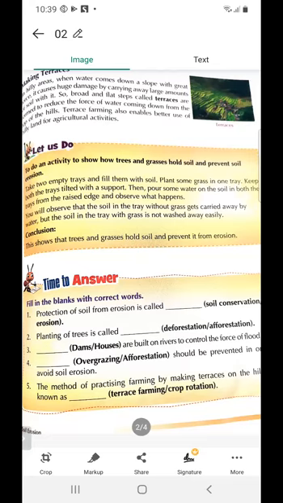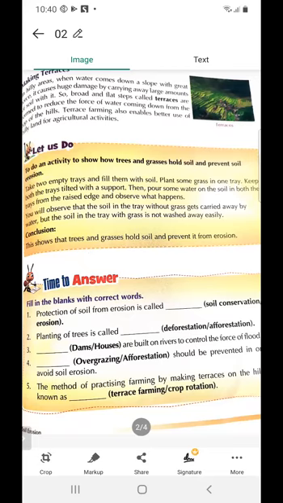So what is the activity? Firstly, you will take 2 empty trays, fill them with soil, and plant some grass in one tray. So we are taking 2 empty trays. We are filling them with soil, and in one tray we are planting some grass. Keep both the trays tilted with the support.